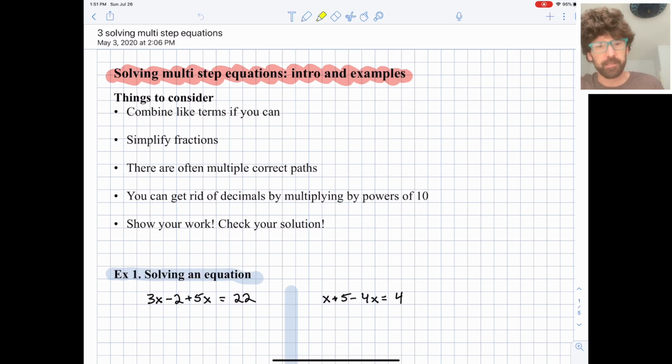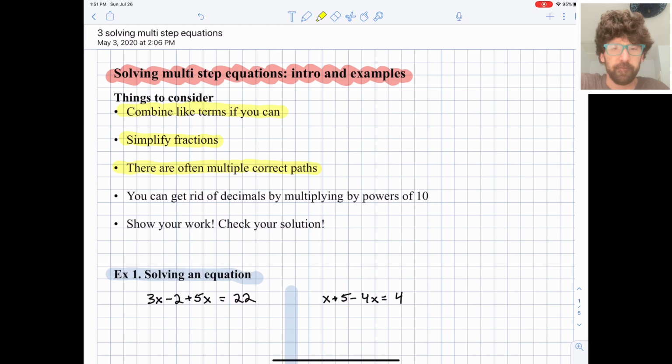So a couple things to consider up at the top here, and these aren't necessarily mandatory rules. You might choose to do some of these, you might need to do some of them. It really depends on the situation you're working with. So these are just things to consider. Combining like terms if you can. It's nice to be able to simplify what you're working with before you start solving. Simplify fractions. Often that involves either multiplying both sides by the denominator or getting a common denominator so you can add or subtract fractions. Keep in mind there are often multiple correct paths to follow.